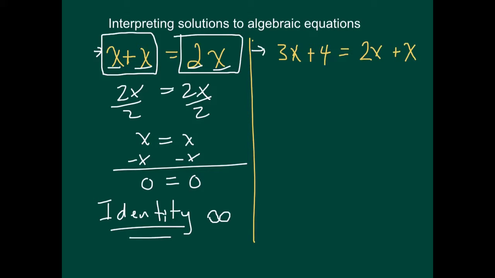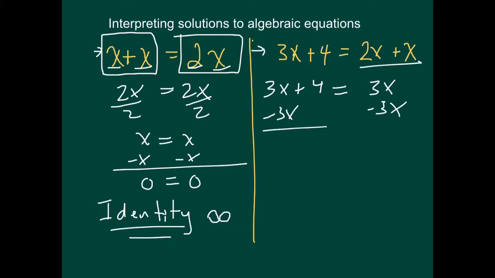Now the second one, hopefully you combined your like terms here. You said it was 3x. And over here you got 3x plus 4. Then you might have said, hey, I'll take away 3x from both sides. Get rid of those x's, and lo and behold, the x's do disappear, and you have 4 is equal to 0.